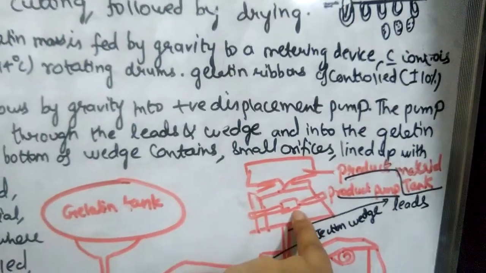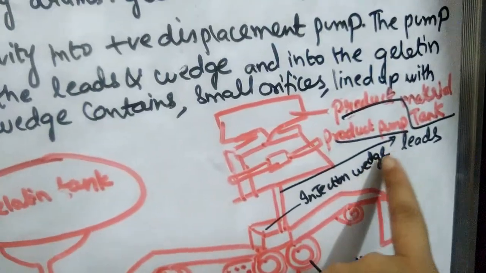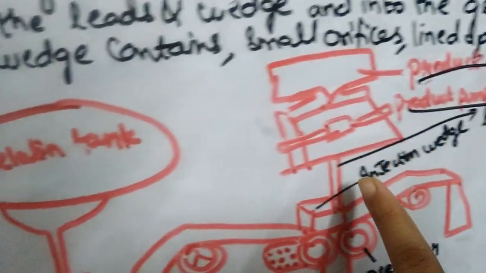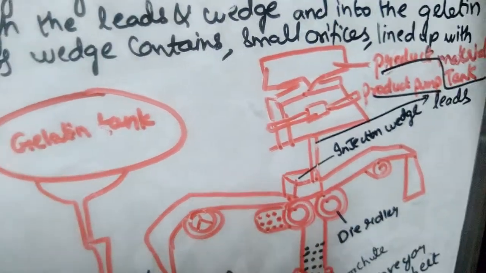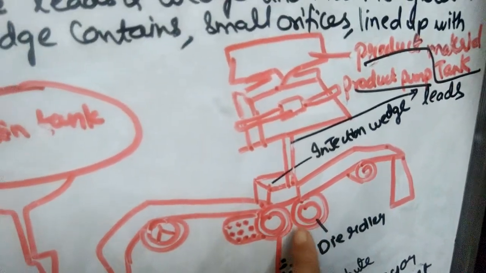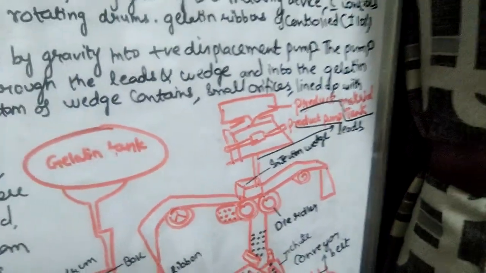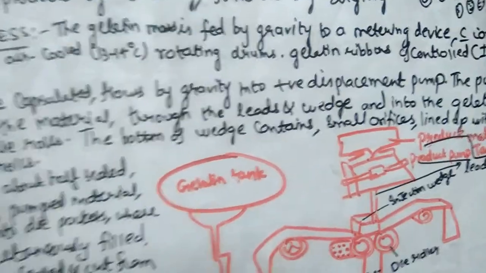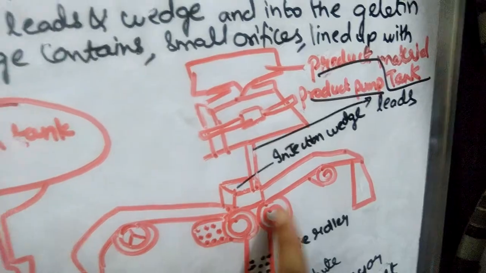Now this pump will accurately meter the material through the leads and the wedge. Here I have told you, these are the leads and this is the wedge. Through the leads and the wedge, it will accurately meter the material between the die rolls. These are your die rolls. So the product is metered, meaning how much should be filled in each capsule, through the leads and wedge and into the gelatin ribbons between the die rolls.